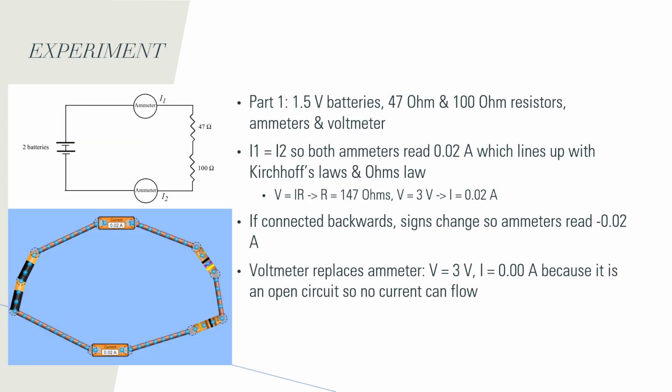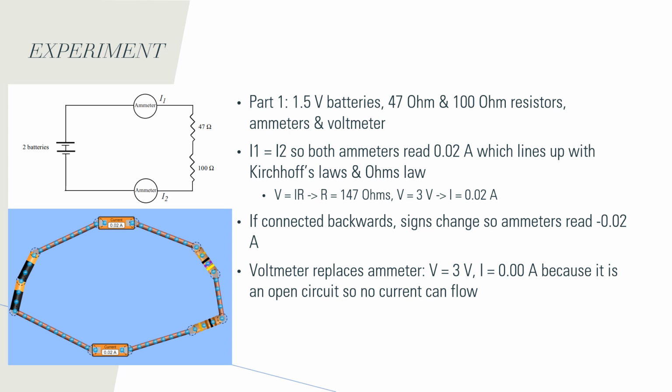So here is my circuit for part 1 with the two 1.5 volt batteries, a 47 ohm resistor and a 100 ohm resistor with the 2 ammeters. According to conservation of charge, I1 must equal I2. So both ammeters read 0.02 amps, which lines up with Kirchhoff's laws and Ohm's law. If connected backwards, then the signs would change, so the ammeters would read negative 0.02.